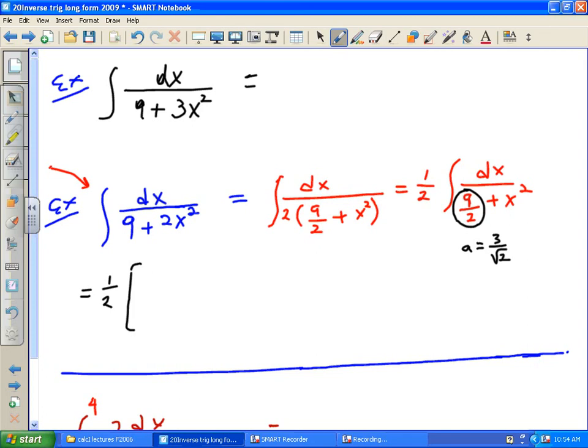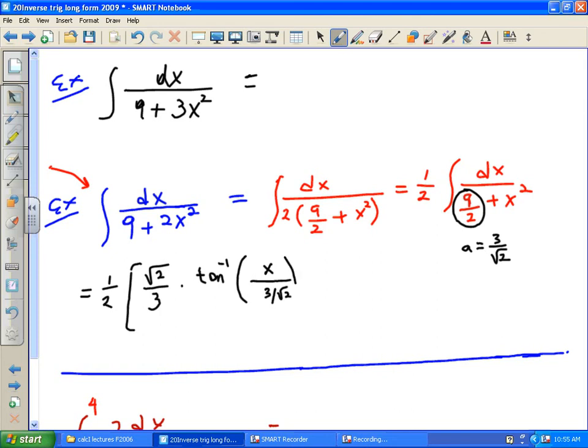First thing you want is 1 over a, right, which is basically turn upside down, root 2 over 3, right? That's 1 over a, correct? Okay, then I'm going to need tangent inverse of what? X over a, x over a, and that's like division by 3 over root 2, right?